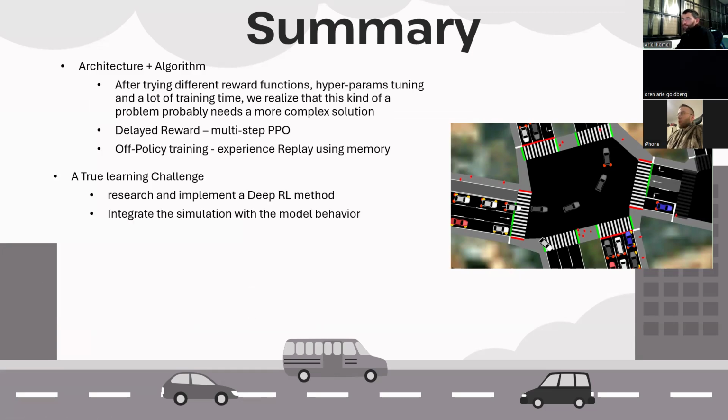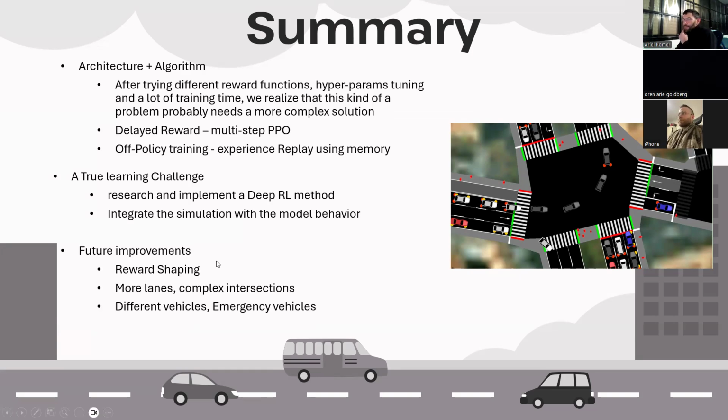Throughout the work on this project, we had to learn and research different reinforcement learning methods and choose the one that seemed to fit the best. Also, integrating the simulation with the model was not easy and took a lot of work. If we could extend this project one day, we would try a smarter reward function, maybe more complex intersections, more lanes, and different kinds of vehicles, like trying prioritizing emergency vehicles.